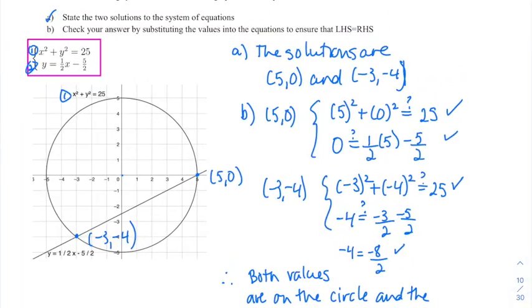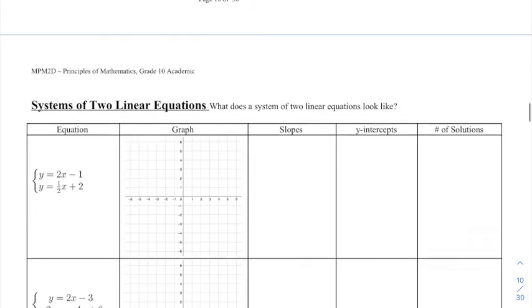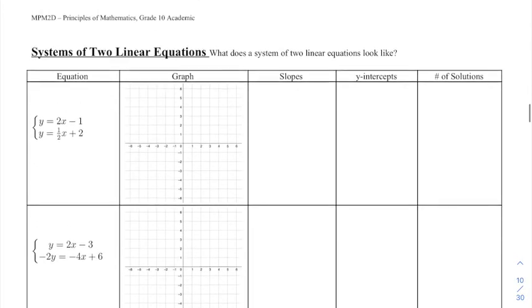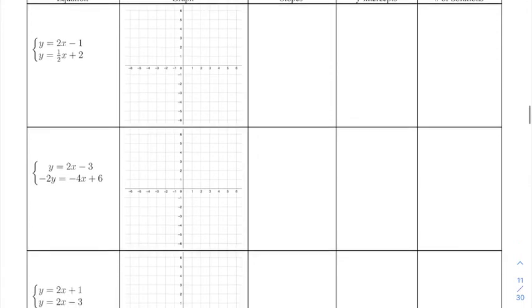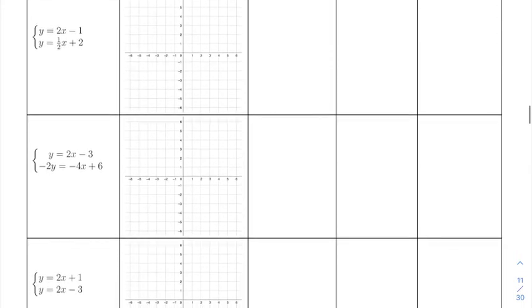All right, so that's what it means to be a solution to a system. Now, what does a system of 2 linear equations look like? What I'm going to do is explain this using examples. So we're going to get really fast at graphing lines. If you remember, we're going to graph the first one.